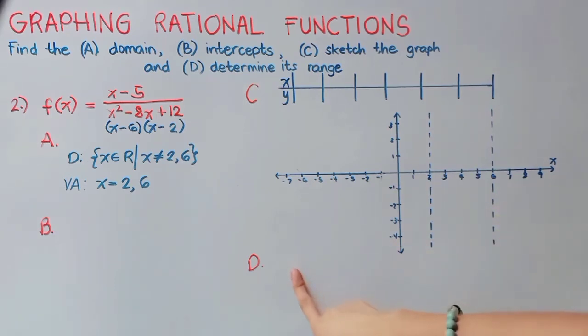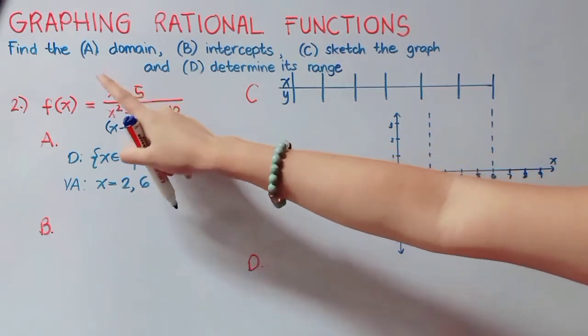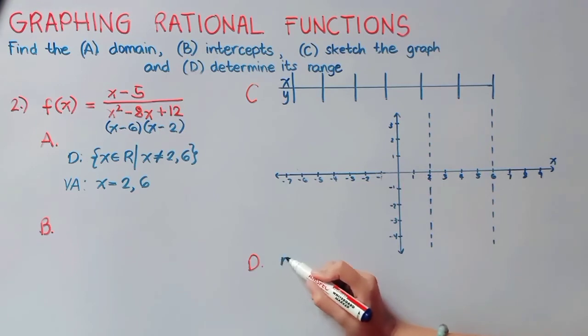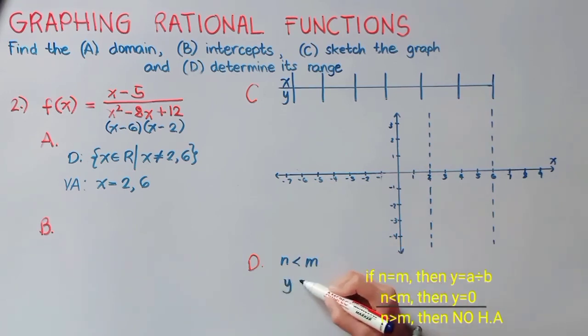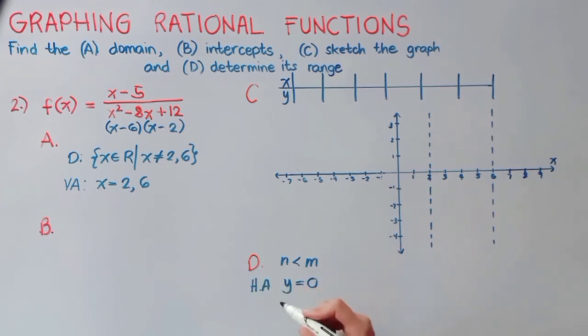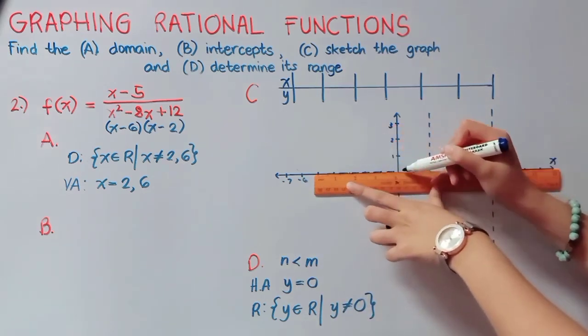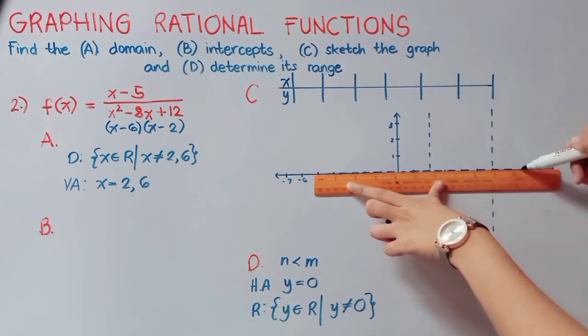Let us now get our range here. Looking at the degree of the numerator, we have 1, and the degree of the denominator is 2. Therefore, n is less than m. In this case, our y is automatically 0. Therefore, our horizontal asymptote is the line y equals 0, which our range will be patterned to. y is an element of real numbers except 0. So let us plot our horizontal asymptote here, y equals 0.